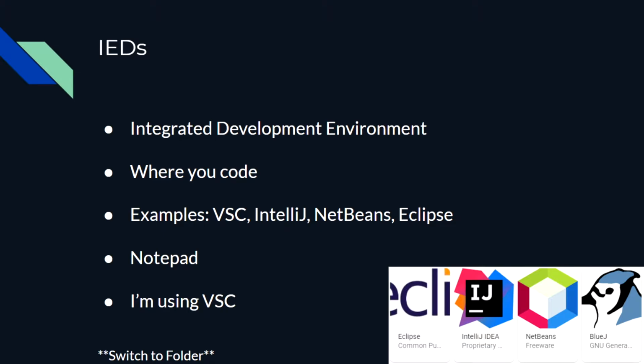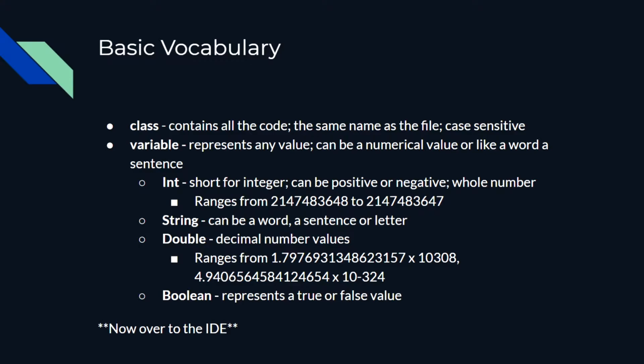So let's look at some code for a second. Vocab. We've got class. A class is what contains all the code. It's the same name as the file, and it is case sensitive. A variable represents any value, which can be a numerical value, or a word or a sentence. So, different types of variables. We have ints, short for integer, which can be a positive or negative number. Then we have strings, which can be a word, a sentence, or a letter. Doubles are decimal value numbers, like 1.5, 1.2, 1.679. And a boolean represents a true or false value, derived from Boolean algebra.